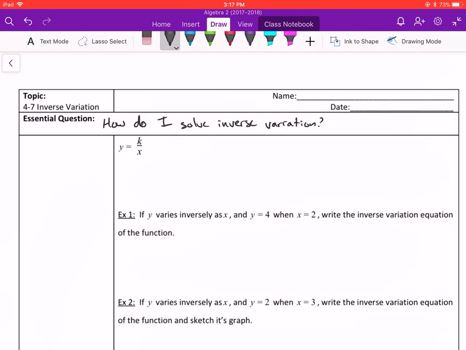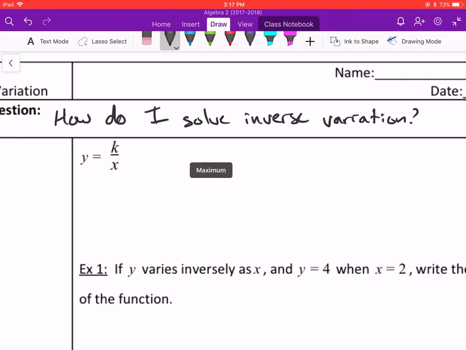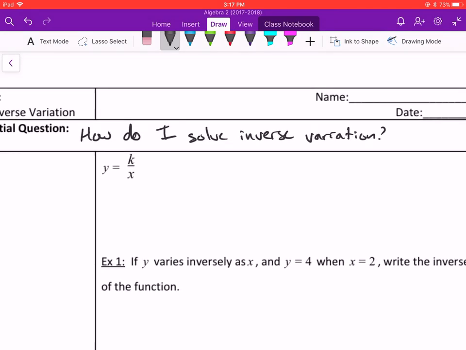Now, variation just means how things change, right? There's a difference. So how things change, and inverse means the opposite. So when you talk about inverse variation, we're talking about things changing in the opposite direction. So here's the formula for it: y equals k over x. And k stands for a constant, whatever it might be, okay?